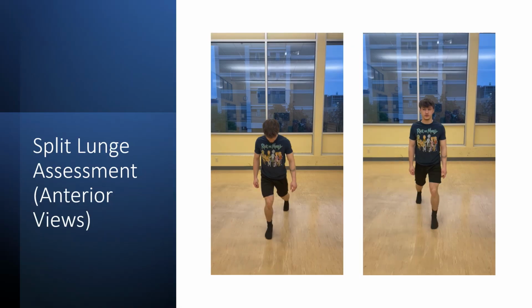So next we'll get into the anterior views of the split lunge assessment. The split lunge assessment is a regression of the single leg squat, or an alternative assessment that can be used for individuals who struggle to perform the single leg squat. In this case, my client did struggle to perform the single leg squat and should not have continued with the assessment. However, for the sake of the video, we wanted to notice any of the muscular imbalances that came from that test, because he did not receive any pain while doing it.